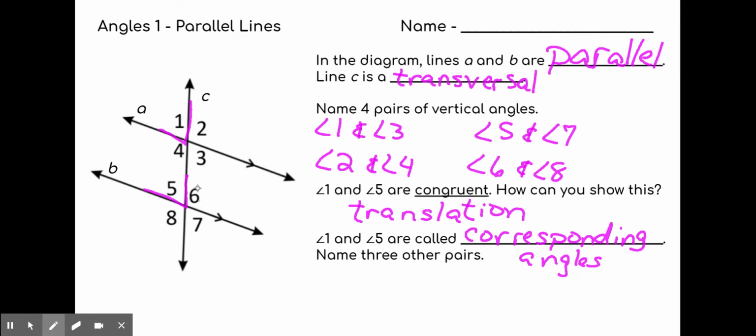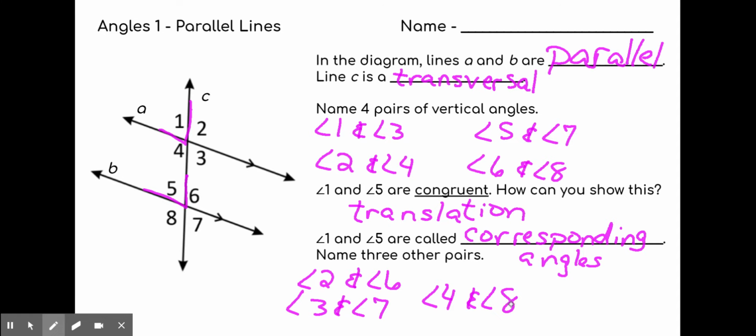Angle 2 and angle 6 are both in the upper right. So angle 2 and angle 6 are corresponding. Can you name another? Angle 3 is in the lower right. Angle 7 is in the lower right. So angle 3 and angle 7. And then the last pair, which one am I missing? Angle 4 and angle 8. The angles that are in the same spot are called corresponding angles.